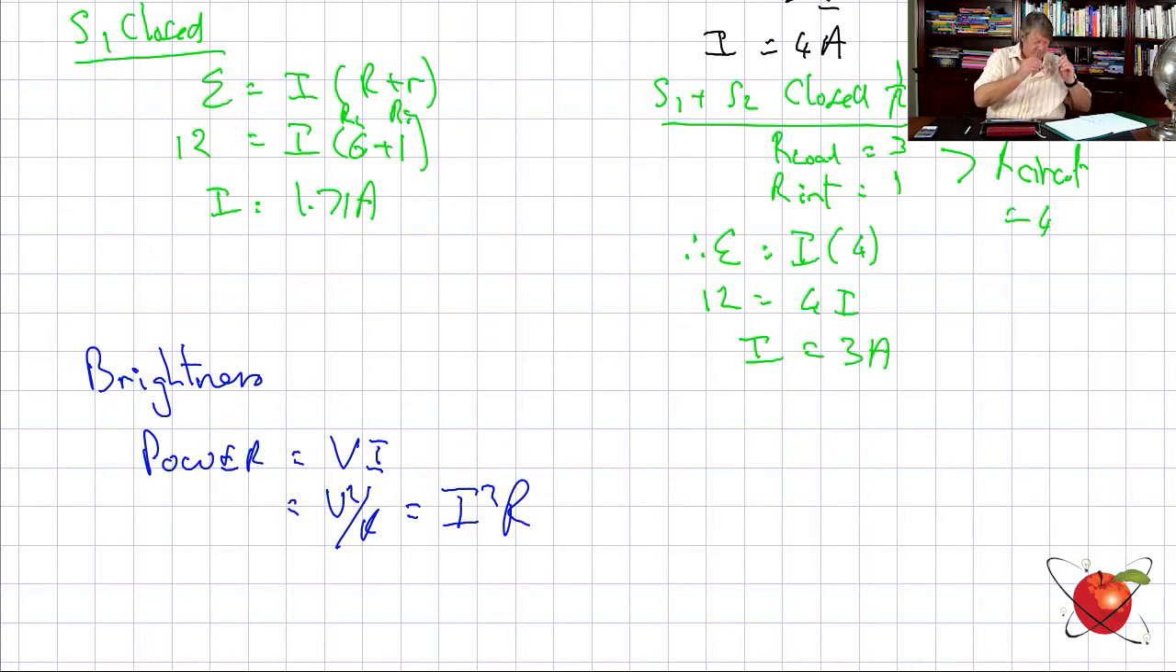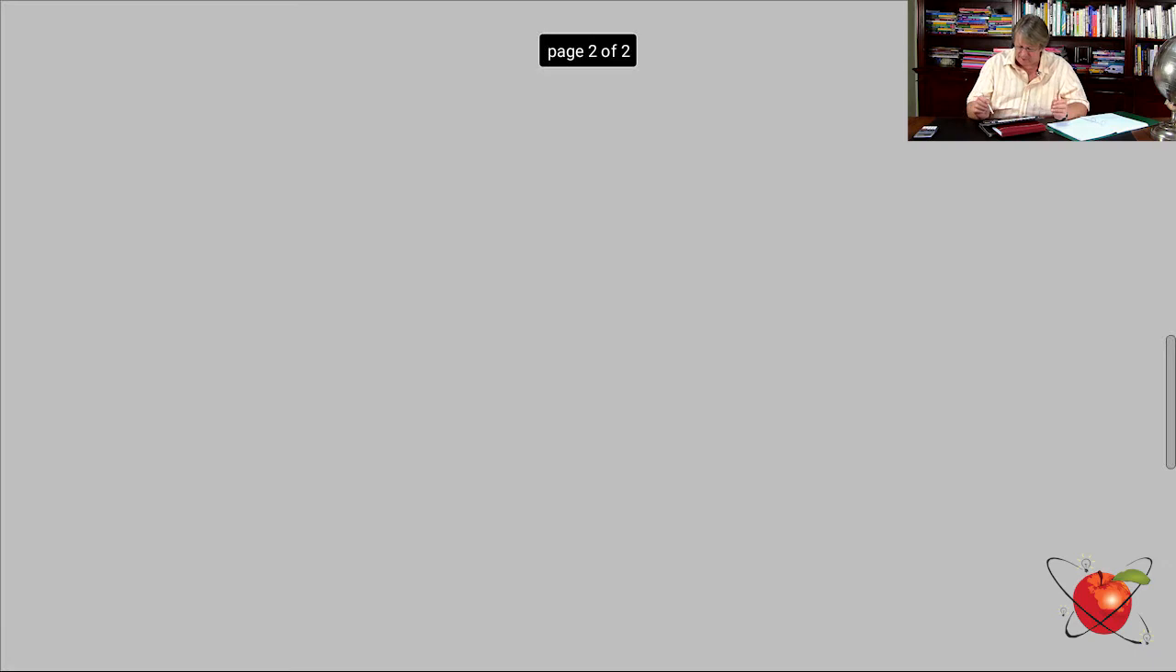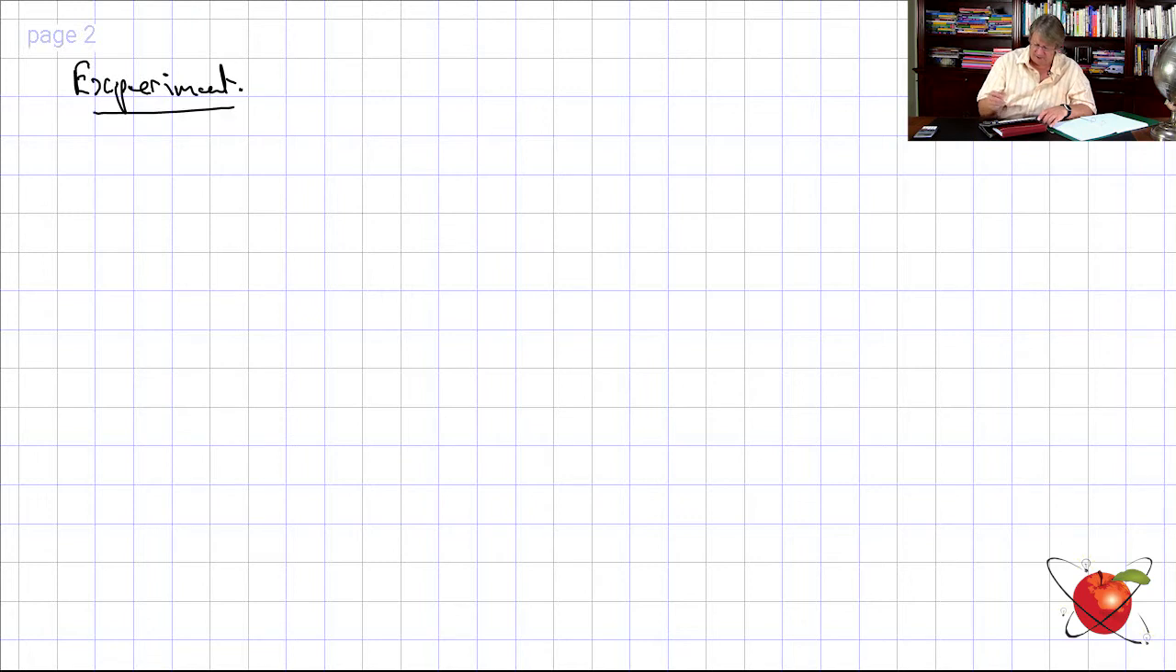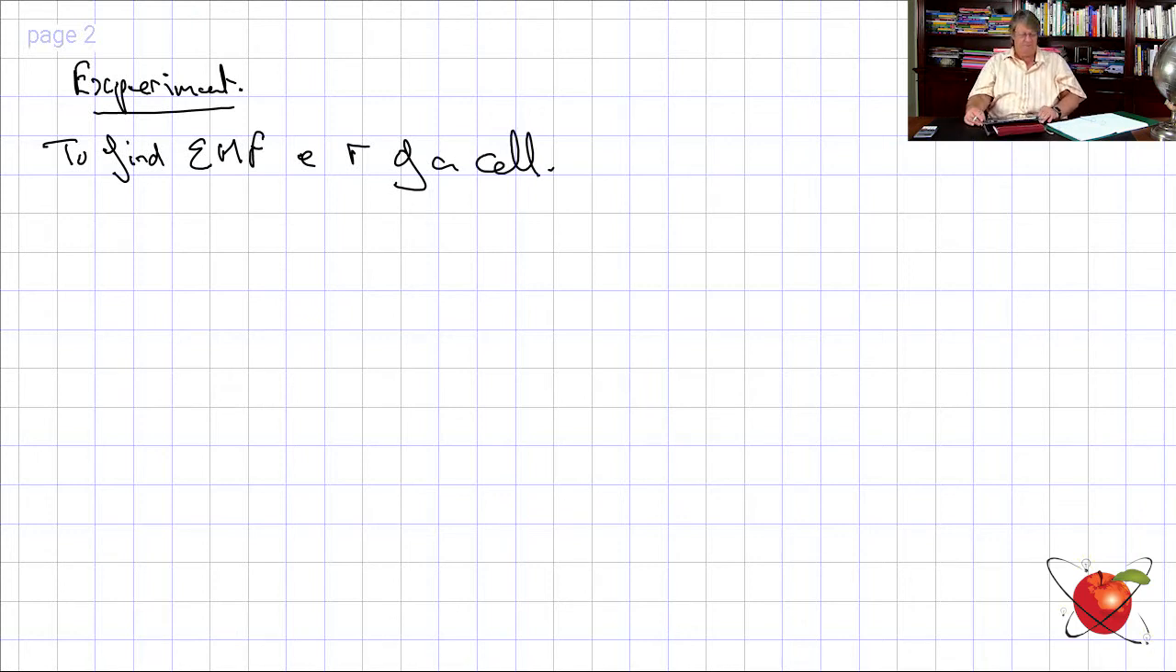Okay, now let's talk about another favorite question. They say to you, given some apparatus, or not even necessarily given some apparatus, how do we find the EMF and the internal resistance of a cell? It's generally an experiment, and it is to find the EMF and r of a cell. Okay. What do we do?